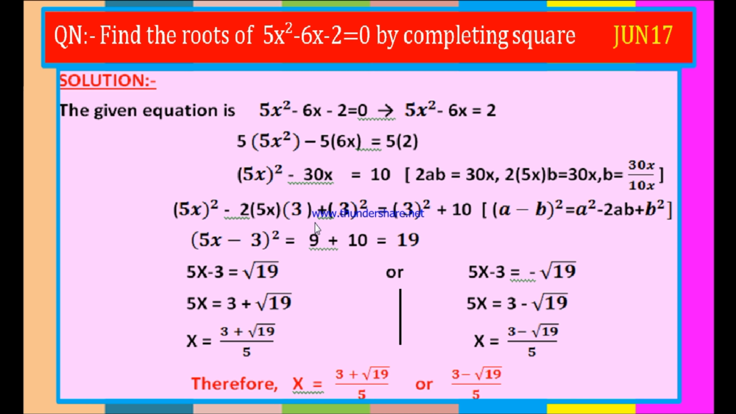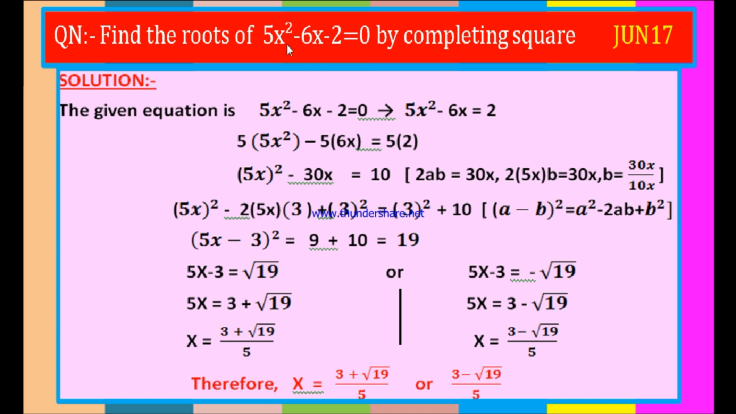The a value is 5x and the b value is 3, whole square, is equal to 3 square is 9 plus 10, 9 plus 10 is 19. 5x minus 3 whole square is 19, then 5x minus 3 is equal to plus root 19 or minus root 19. If it is plus root 19, then 5x is equal to minus 3 other side plus 3 plus root 19, and x is equal to 3 plus root 19 divided by 5. In the second case, if 5x minus 3 is equal to minus root 19, then 5x is equal to 3 minus root 19, and x is equal to 3 minus root 19 by 5.